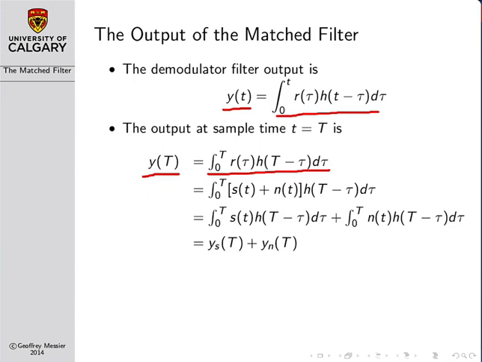Then the next step is to plug in S plus N in place of the received signal R, and separate out the convolution integral into two terms. This term represents the desired signal component and is denoted ys of t. This term denotes the noise component at the output of the sampler and is denoted yn of t. And we're going to treat these two signal components separately.